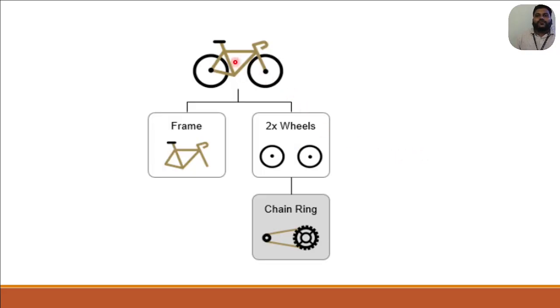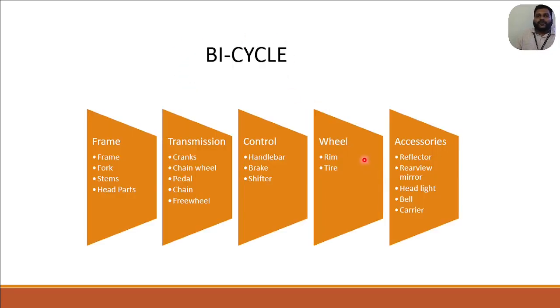If I want to make a cycle, a frame is required along with two wheels and a chain ring. Following this, in the bill of materials, the chain ring will be listed, then the wheels and the frame, so that this can be assembled into a cycle. When I talk about frames, a frame will have a fork, stem, and head parts. All these have to be given in quantities.